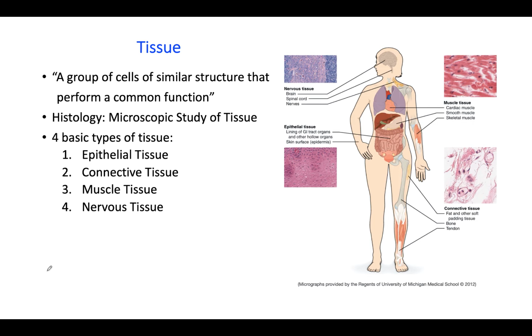There are 4 basic types of tissue: epithelial tissue, connective tissue, muscle tissue, and nervous tissue. What is the criterion to determine whether a group of cells belongs to each type of tissue? It is based on embryonic origin. The cells within each type of tissue share a common embryonic origin.